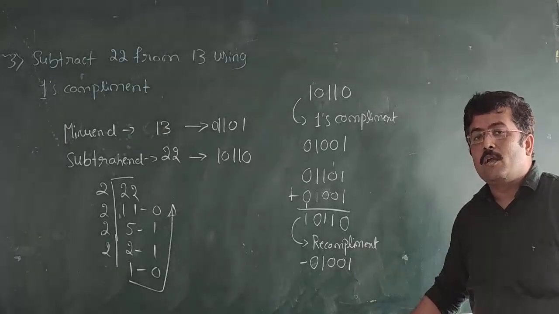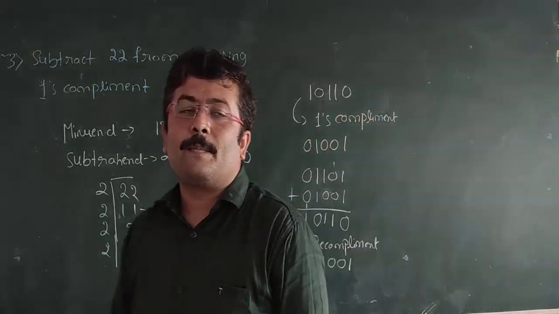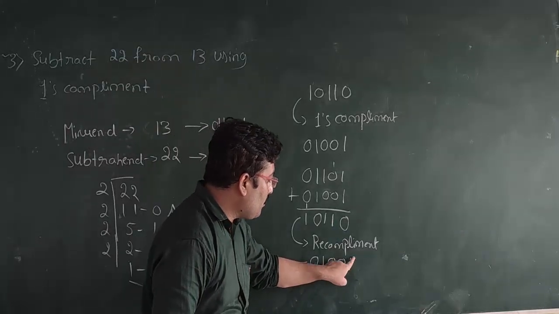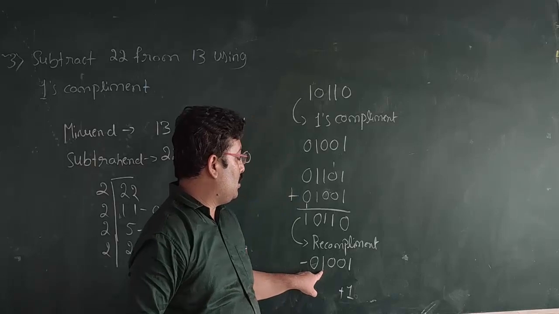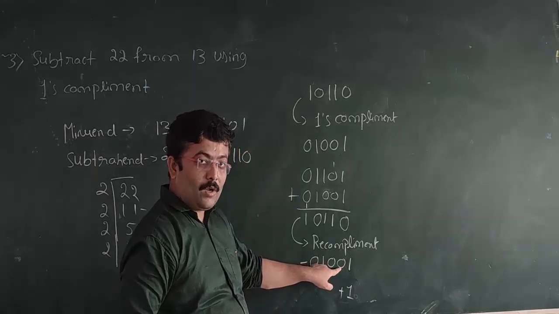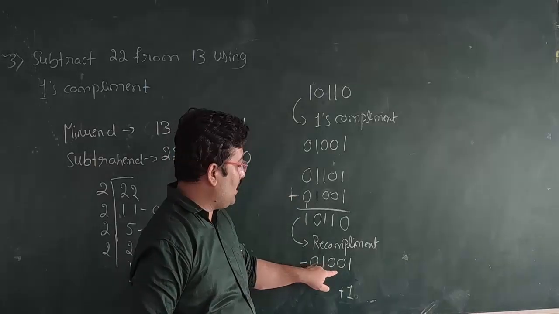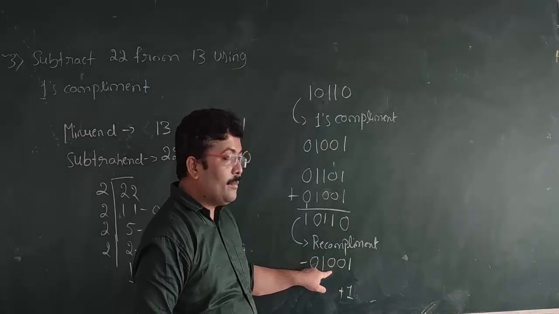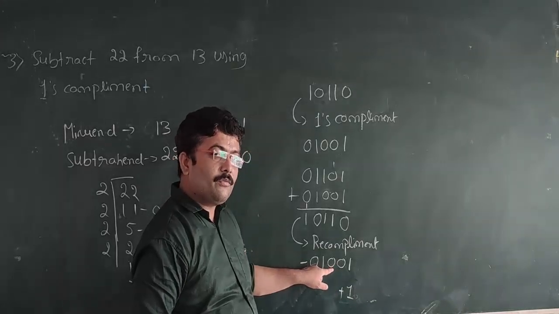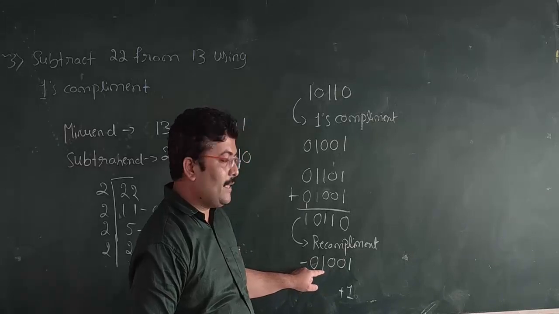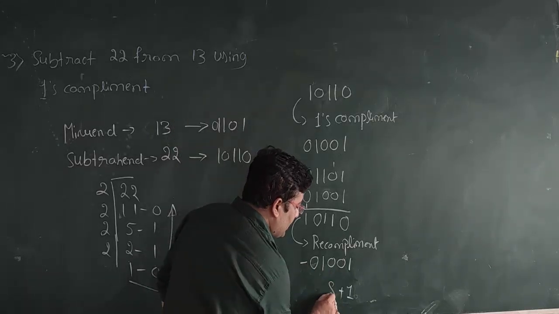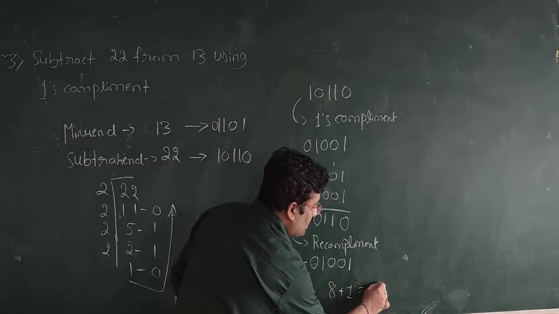So let us cross verify the answer. This is 2 to the power of 0, that means 1, plus 2 to the power of 1 is 0, let us leave it. So 2 to the power of 2 is 4, 4 into 0 is 0, leave it. So 2 to the power of 3 is 8, 8 into 1 is 8. So 8 plus 1 is 9.